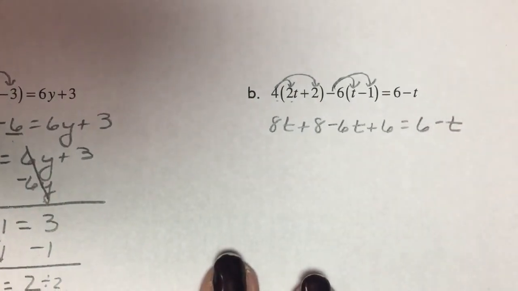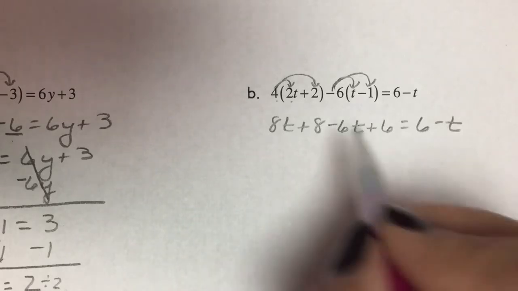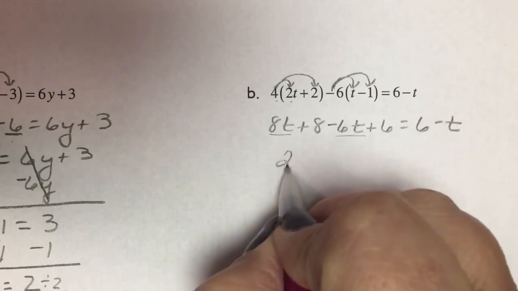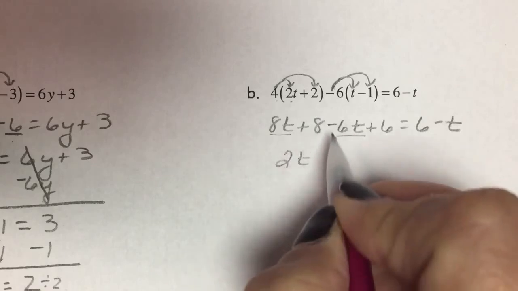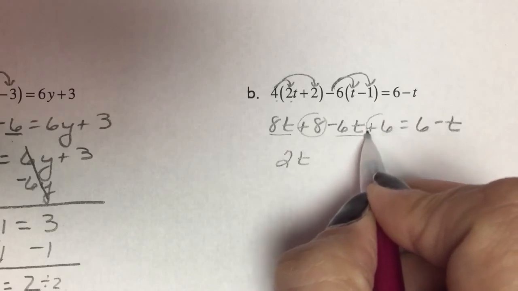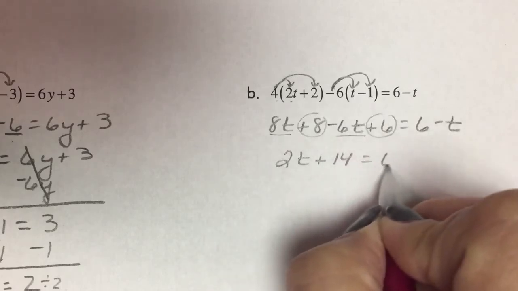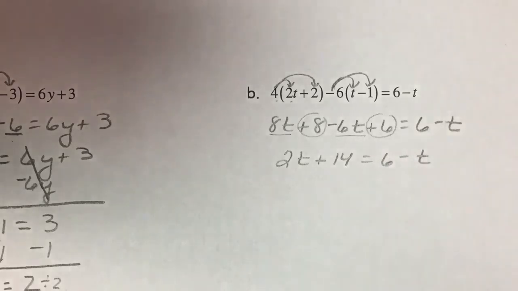So step 1, get rid of the parentheses. Done. Step 2, combine like terms. We have 8t and a negative 6t. That's 2t. We have a positive 8 and a positive 6. That's plus 14. All right, well, here we go.